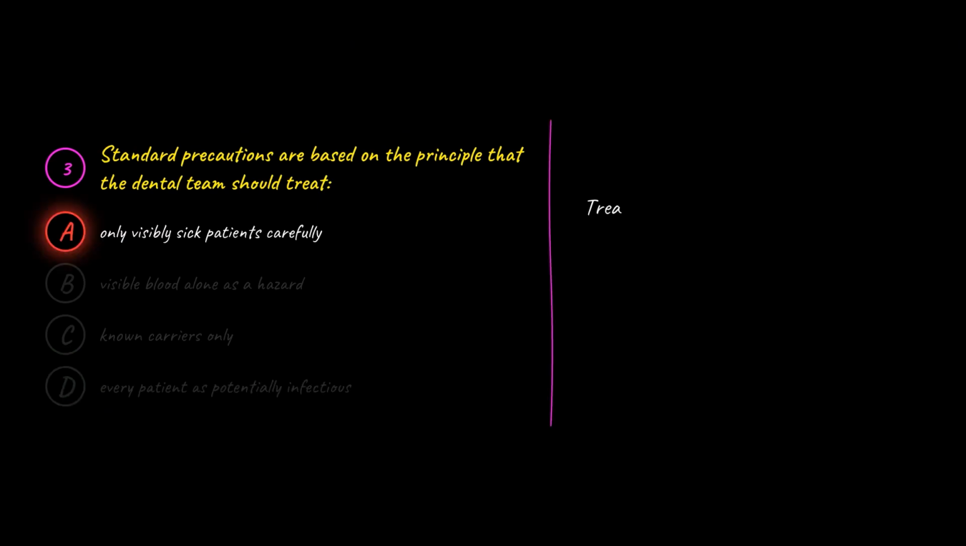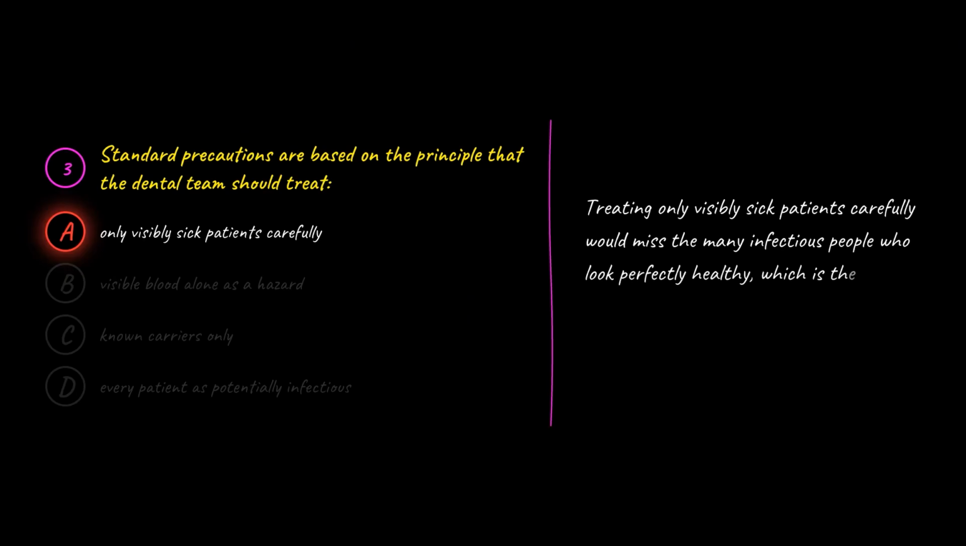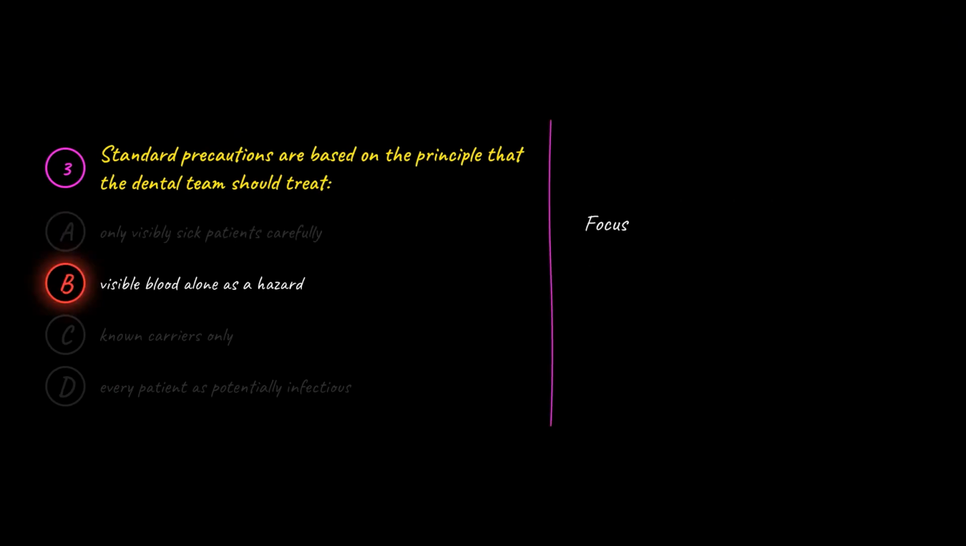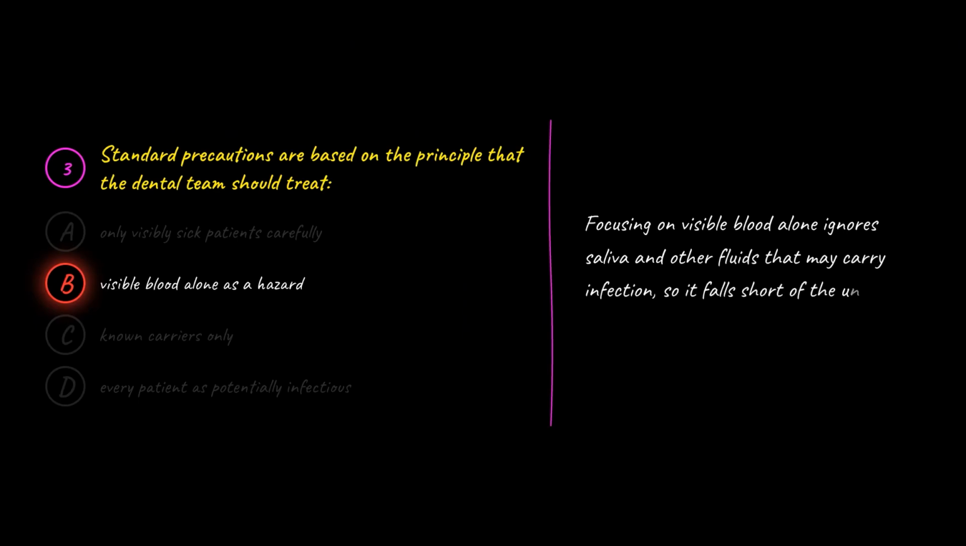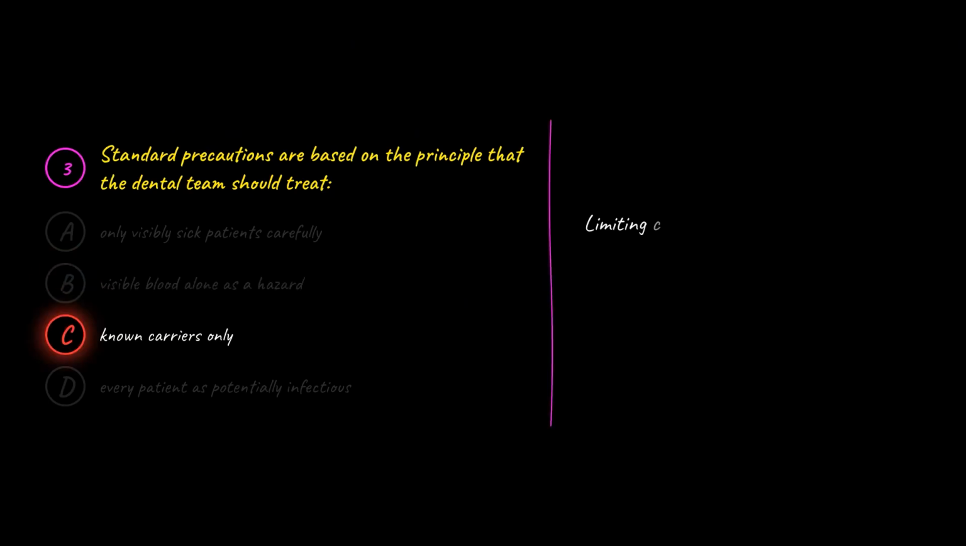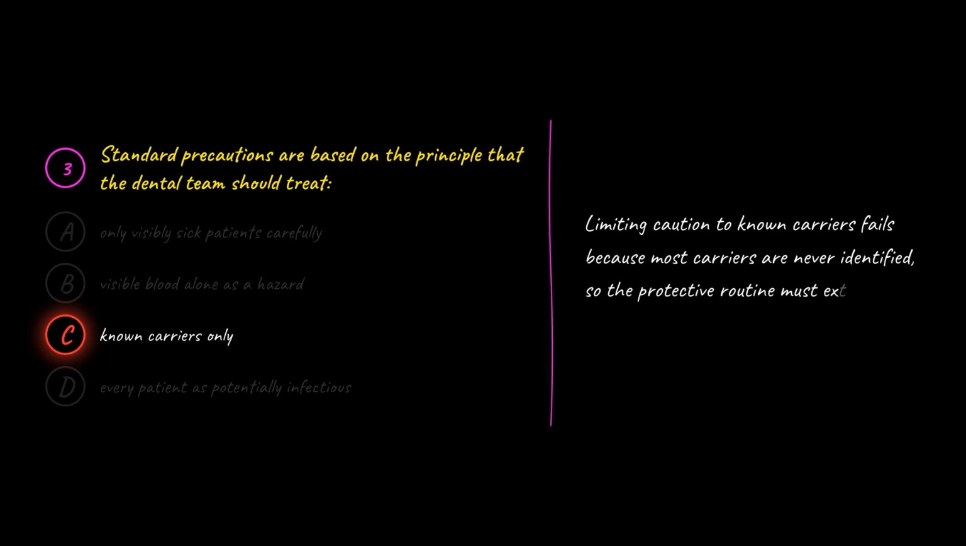A is wrong because treating only visibly sick patients carefully would miss the many infectious people who look perfectly healthy, which is the very gap that standard precautions are designed to close. B is wrong because focusing on visible blood alone ignores saliva and other fluids that may carry infection, so it falls short of the universal caution standard precautions require. C is wrong because limiting caution to known carriers fails, since most carriers are never identified, so the protective routine must extend to every patient rather than a labeled few.